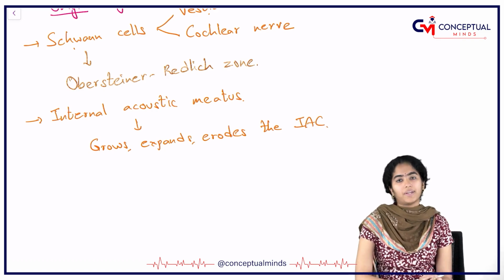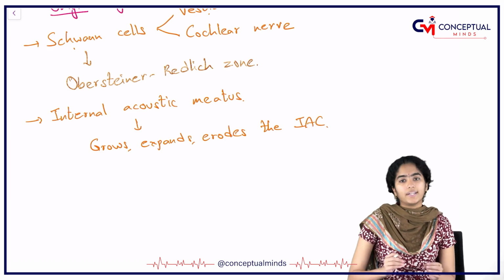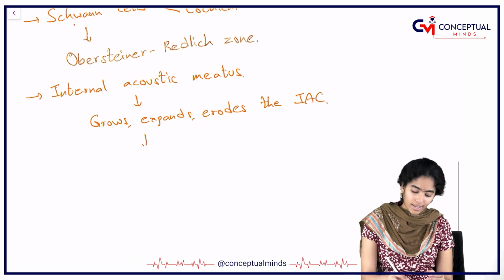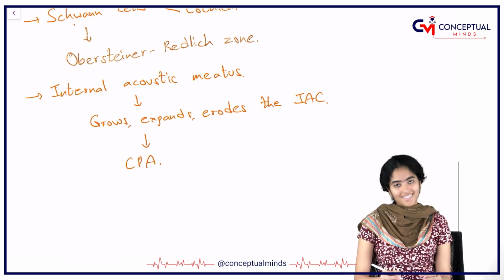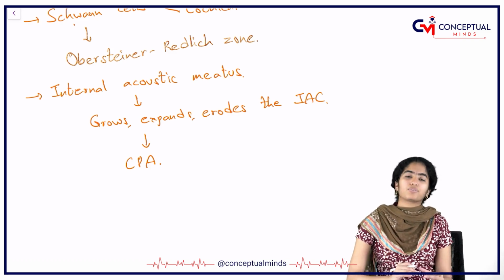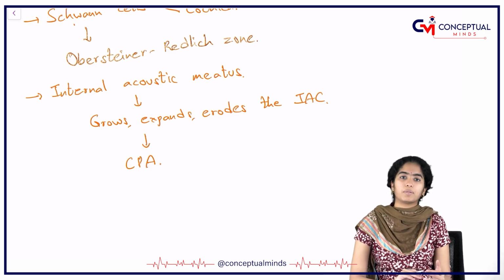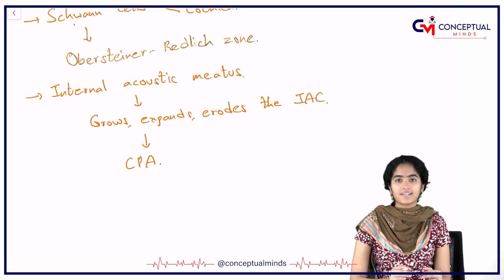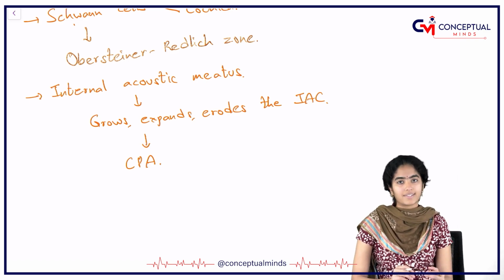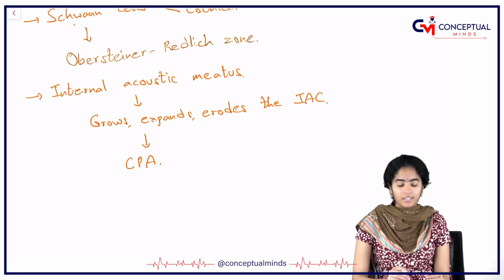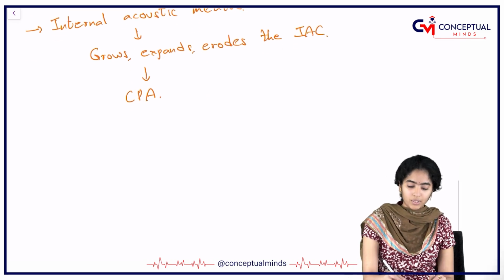After the internal acoustic meatus, what is the structure that is present? Yes, it is the cerebellopontine angle. So it erodes the internal acoustic meatus and moves towards the cerebellopontine angle. But this process takes several years for it to progress from the internal acoustic meatus into the cerebellopontine angle, because it's a very slow growing tumor, as I earlier said. Once in the cerebellopontine angle, its manifestations will begin to show up.